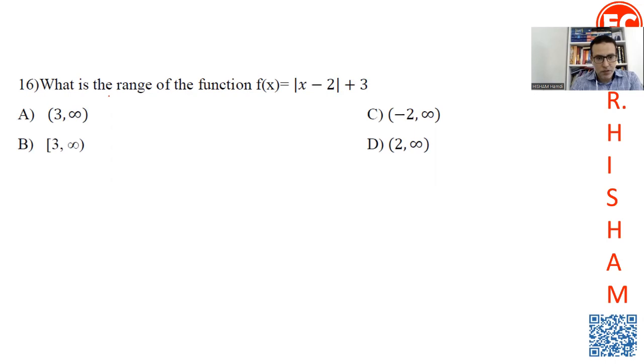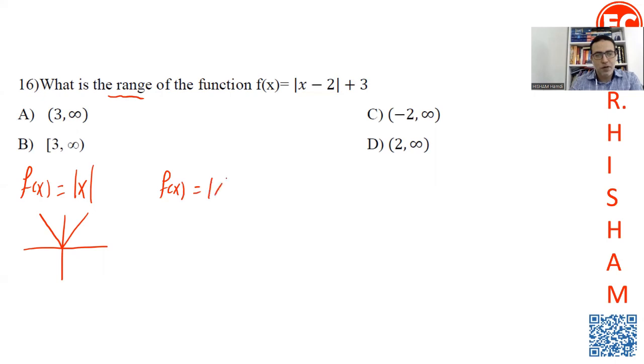Before we go to the range of this function, we should understand what is the graph of f of x is equal to the absolute value of x. The graph of f of x equal to the absolute value of x is a letter V passing through the origin. What is the graph of f of x is equal to the absolute value of x plus 2? It means rising up, or shifting up 2 units.